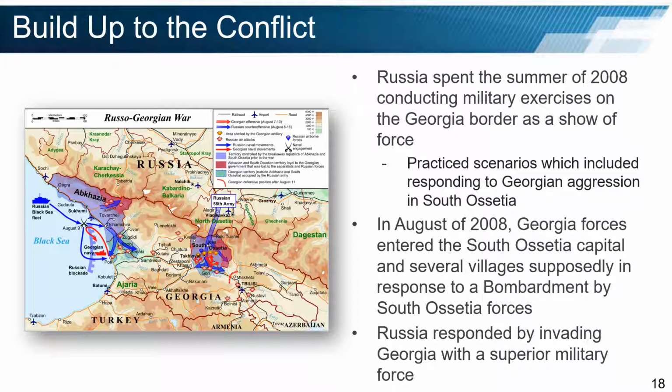Finally, on the evening of 7 August 2008, Georgian forces entered the South Ossetian capital and several villages, supposedly in response to a bombardment by South Ossetian forces that were in violation of a previously established ceasefire agreement. On 8 August, Russia responded by invading Georgia with a superior military force because they saw the Georgian actions as a threat. This was the first time that Moscow had deployed its military forces outside of its borders since the war with Afghanistan ended in 1989.